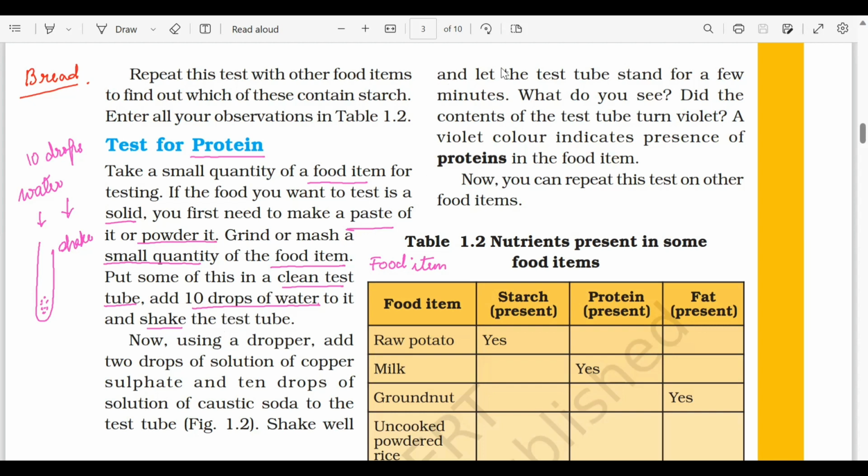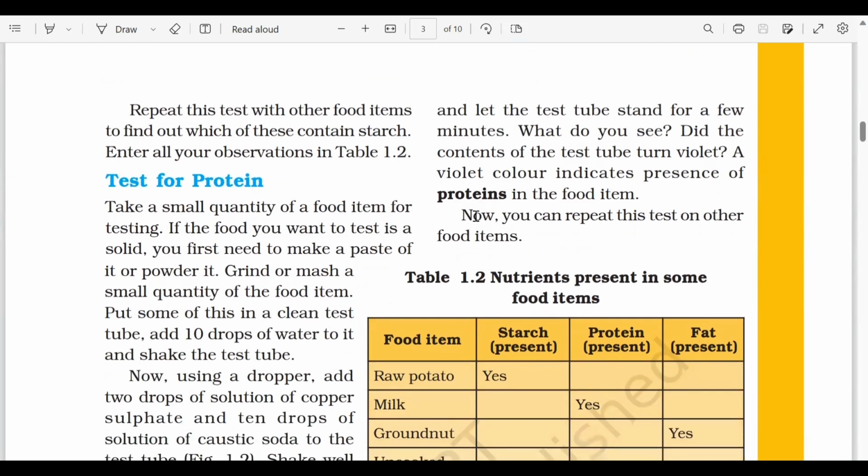Now, this is important. There are two solutions that are going to be added. First, we will add 2 drops of copper sulfate. And secondly, we will add 10 drops of caustic soda solution in this test tube. So first of all 2 drops of copper sulfate and then 10 drops of caustic soda solution. And again, we will shake this entire setup.